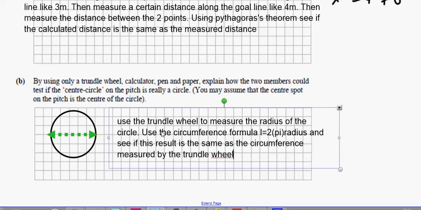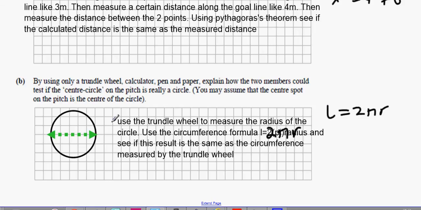This time we're going to use a slightly better method, once I thought about it a bit more. L equals 2 pi r. Use the trundle wheel to measure the radius. You go along here, you measure the radius, then you multiply this radius by 2 pi, and you get a number.